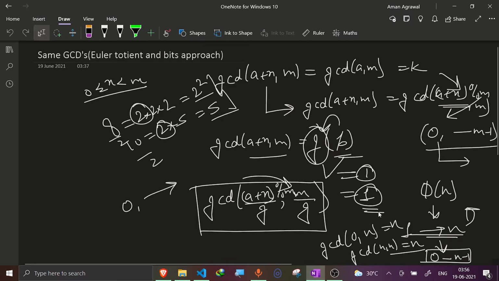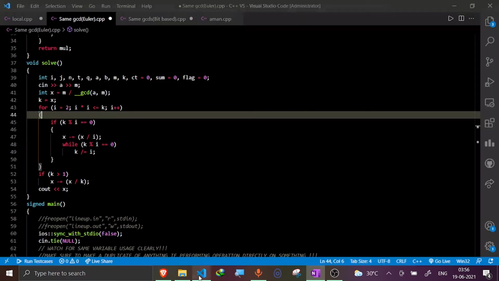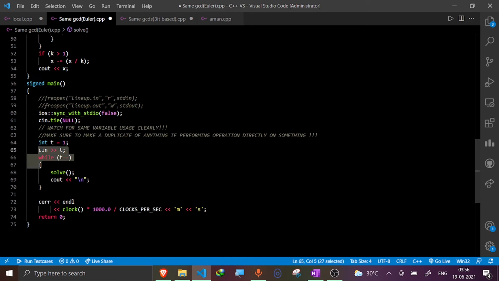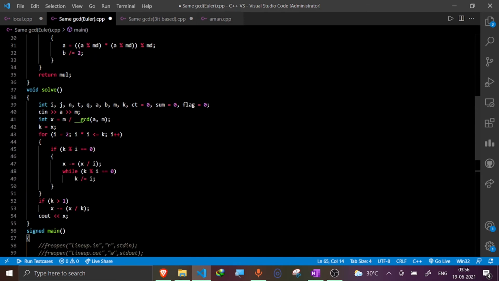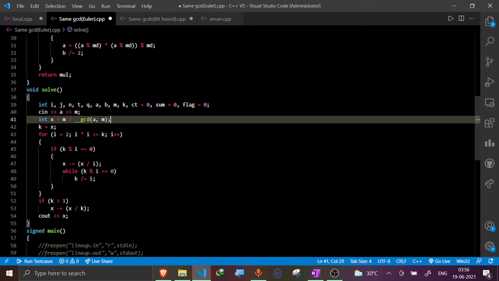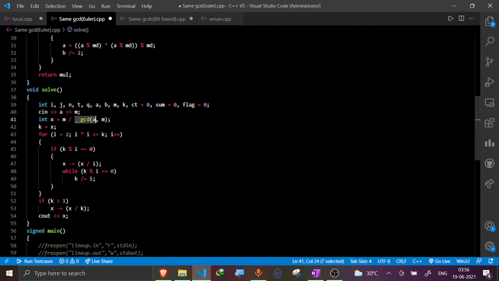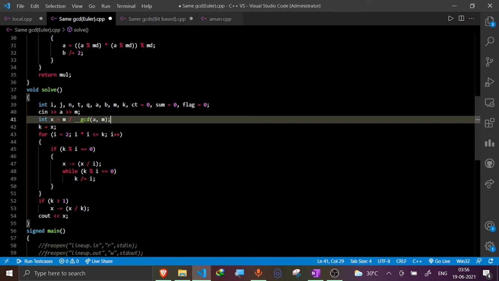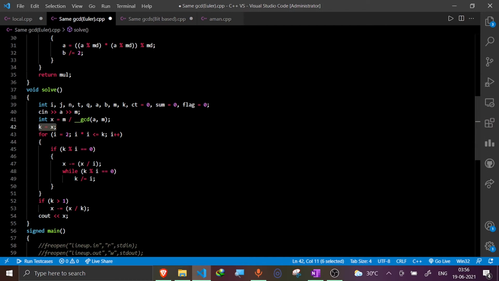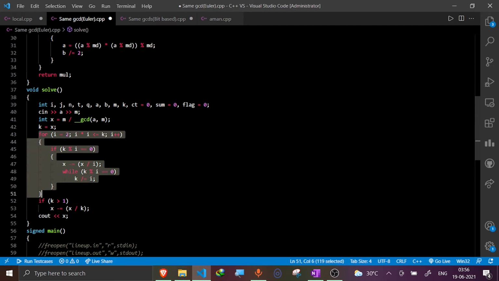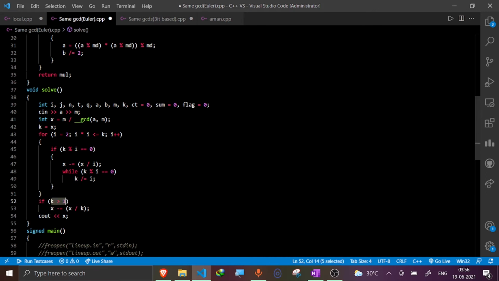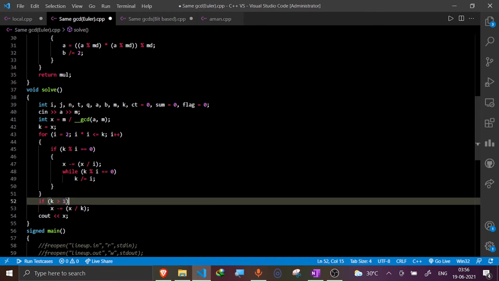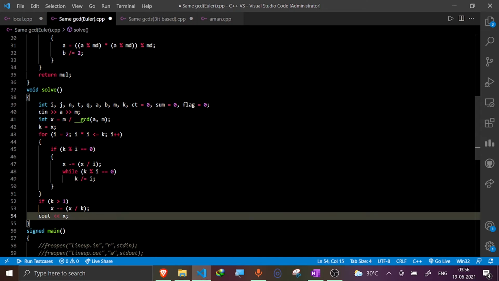Let me show you that in the code also, so it would be easier to understand. Here I'm just taking the test cases and after this I'm calling this function, and here this is the same thing that I'm calculating, that is m by g. Now I would be calculating all the numbers which are co-prime to this number. This is the answer variable, a is equal to x, and after this I'm taking all the prime factors and calculating all the things. Then if the number is greater than 1, then definitely this has to be a prime number, and then I would just output that number.